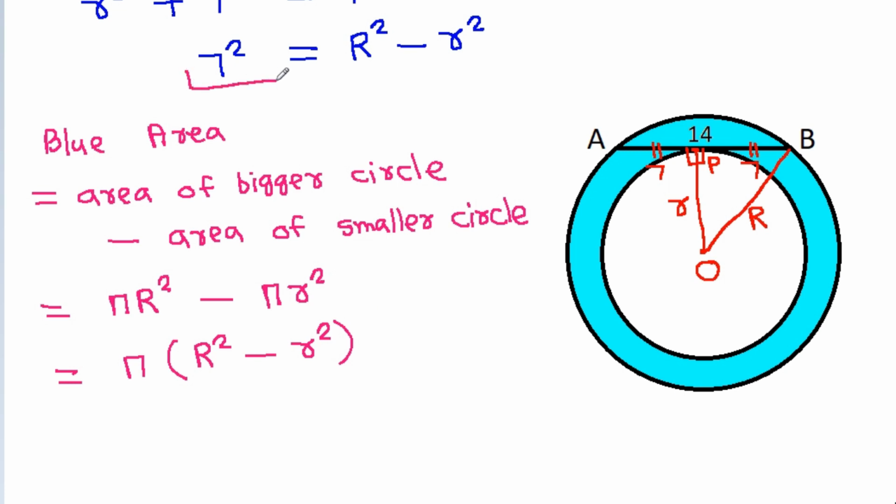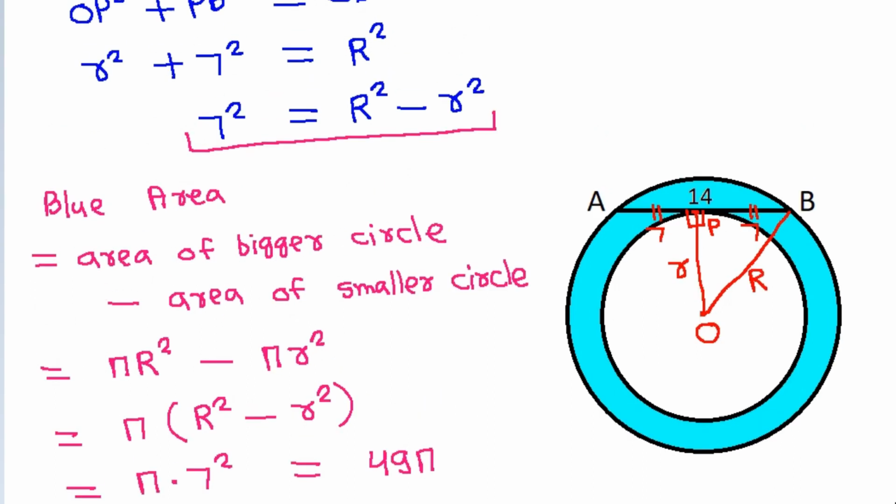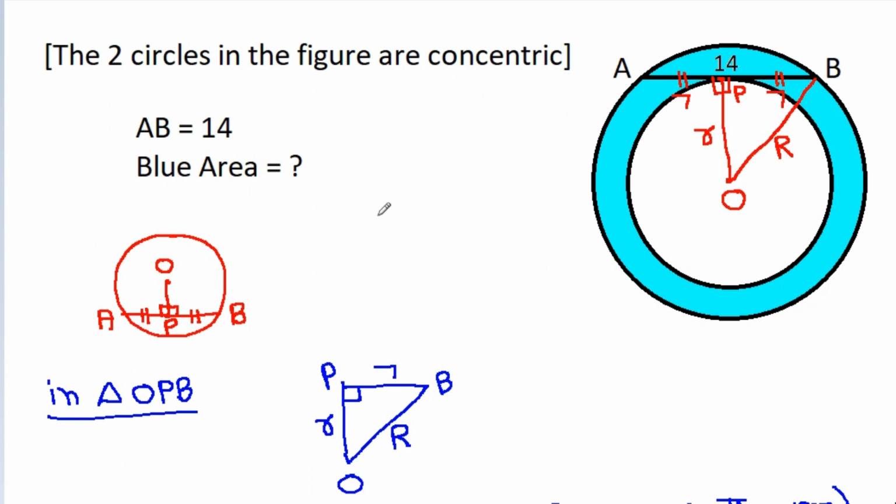and 7 square is equal to capital R square minus small r square. So it will be pi times 7 square, that will be equal to 49 pi. So it is 49 pi.